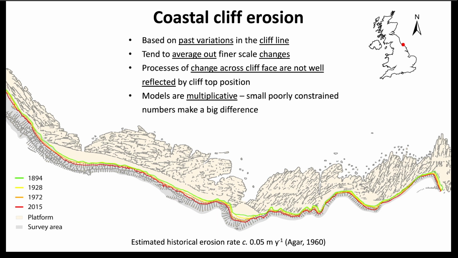It's also very insensitive to changes which happen on the cliff face but don't impact the cliff top itself. And as a result, the processes of change across the cliff face are not really well reflected in the cliff top position. Models that use this kind of data are also very sensitive to uncertainties in these measurements because they're multiplicative. So small, poorly constrained erosion rates, when multiplied through these models, have a very big impact on future predicted positions of the coastline.